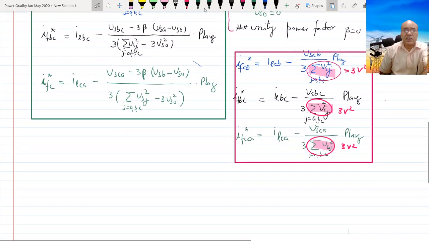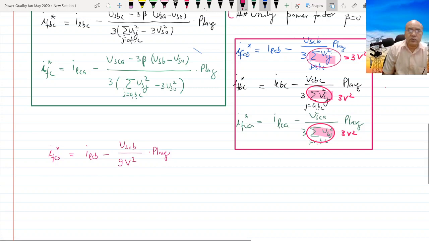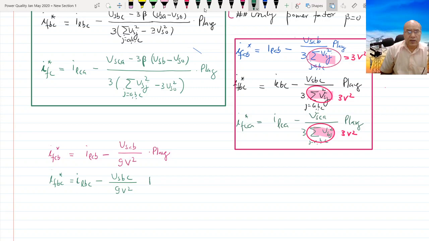So finally we will get the expression of the filter current as IFAB star equal to ILAB minus VSAB by 9V square into PL average, and then IFBC star equal to ILBC minus VBC line to line voltage by 9V square PL average, and IFCA star equal to ILCA minus VSCA by 9V square into PL average.